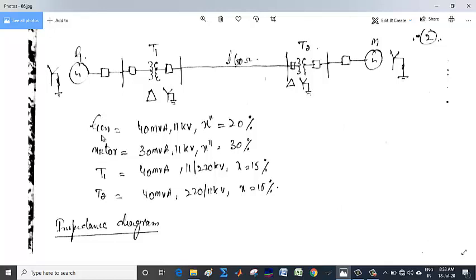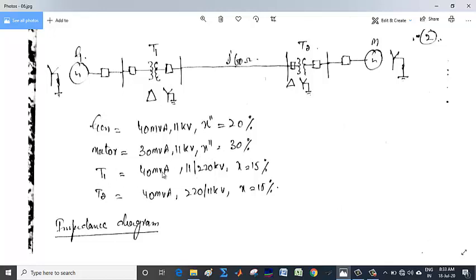For example, the generator has 40 MVA, 11 kV, but this 11 kV is not the EF. This is the terminal voltage of the generator, as we have seen in the equivalent circuit. X double dash is the reactance of the generator, that's 20%. I will let you know what X double dash means and what 20% means. For the time being, you just remember this. This is the information about the reactance of the generator, that is Xs, which we have already discussed. The motor is 30 MVA, 11 kV terminal voltage, and its reactance is given like this.